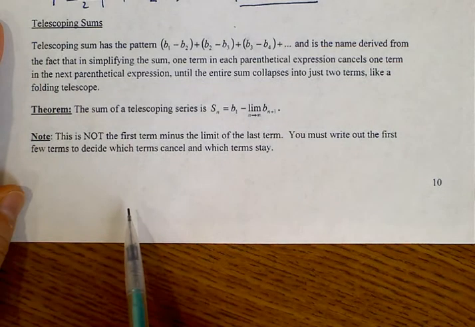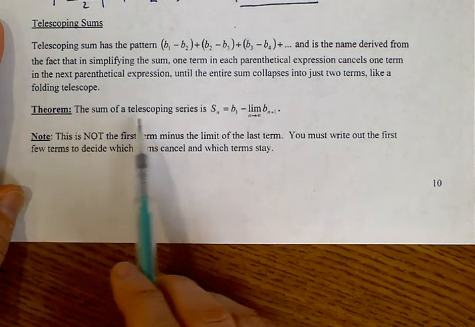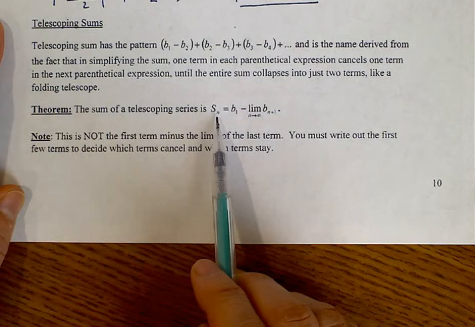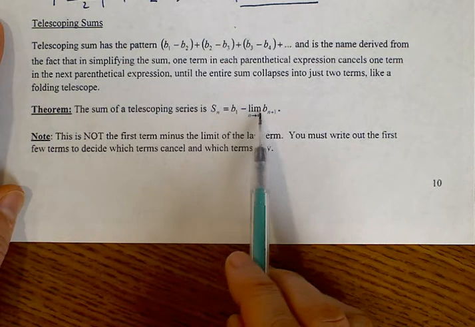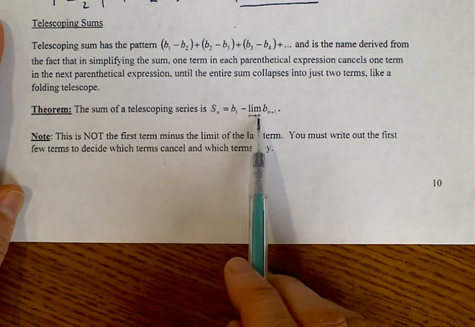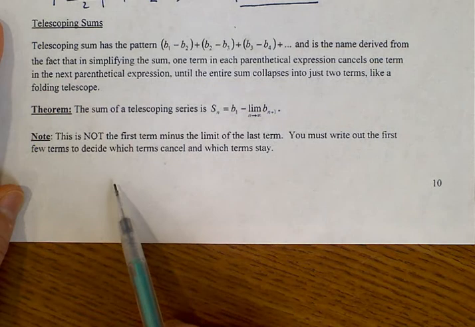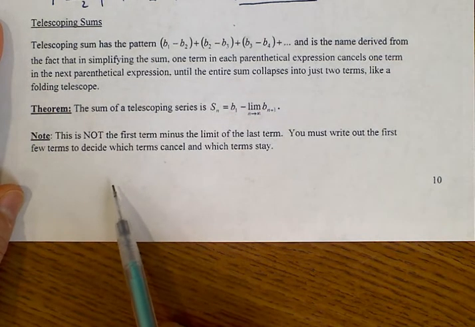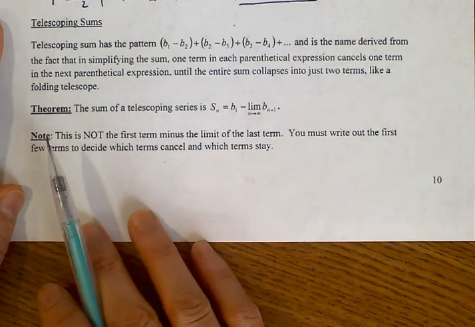like a folding telescope. So the theorem on this is: the sum of a telescoping series, the partial sum S sub n, is equal to b sub 1, so the first term, minus the limit of b sub n plus 1 as n approaches infinity. Note, this is not the first term minus the limit of the last term. You must write out the first few terms to decide which terms cancel and which term will stay. Okay, so let's look at some examples on the next page.